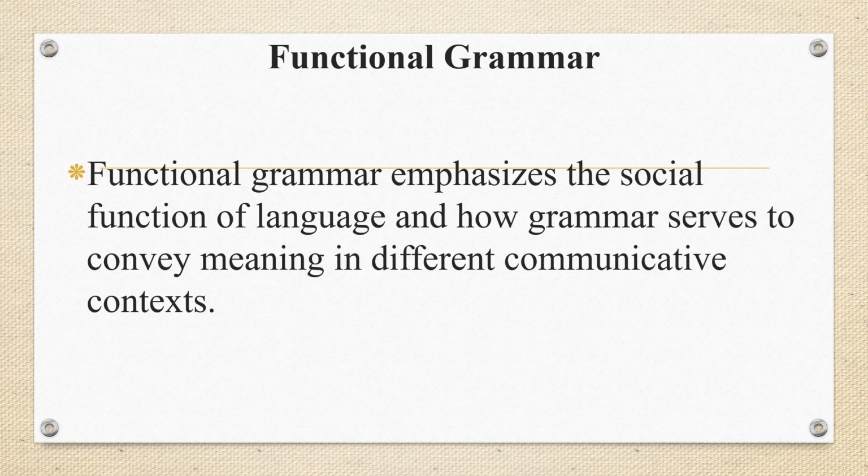lecture. Systemic functional grammar, that is SFG, is a specific approach to functional grammar that emphasizes the relationship between language, meaning, and context. Example, it analyzes how language choices reflect the speaker's role, the purpose of communication, and the relationship between the speaker and the listener. So, as a whole, this grammar type emphasizes the social function of a language.